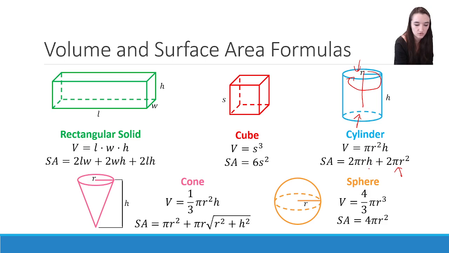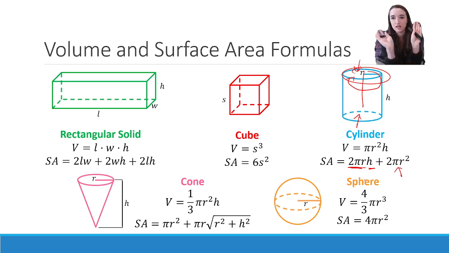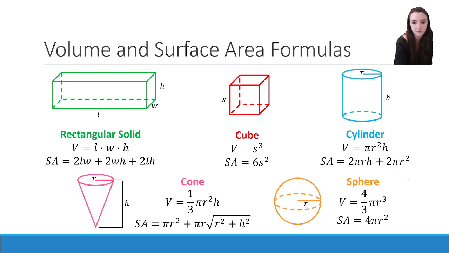The rectangle is length times height, but the length is going to be the circumference of this circle. So this is the length times height of the rectangle that makes the label on the can. So 2 pi r h plus 2 pi r squared is what we end up with that way.